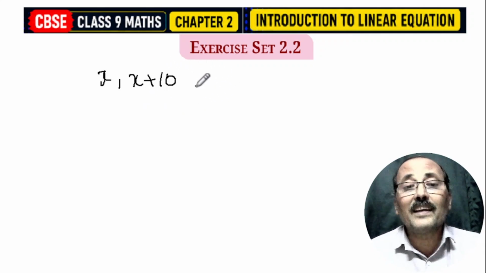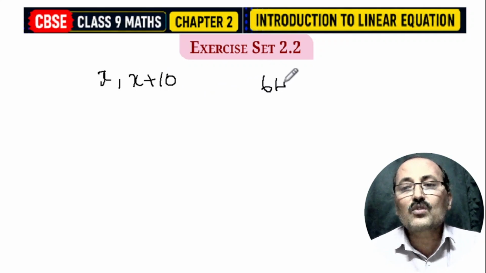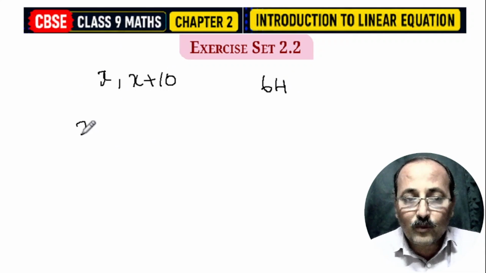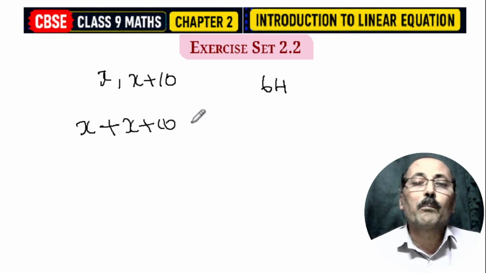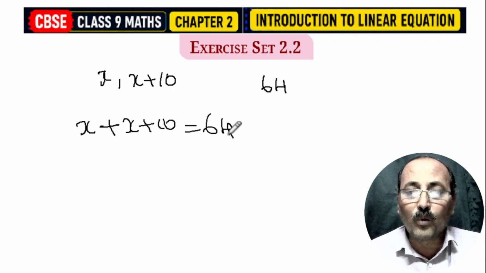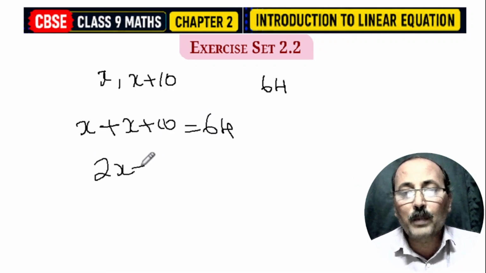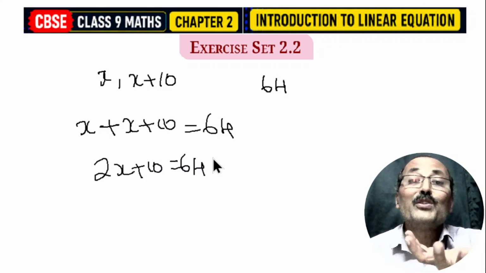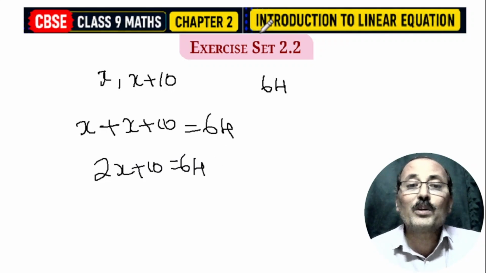But this is just the sum of these two being something. What is that something? Let me say 64. The sum of these two numbers is 64. That means how will you write this? You will write it as x plus x plus 10, the two numbers, that becomes 64. Now this becomes 2x plus 10 equal to 64. Now this gets a new shape. What is that new shape? It becomes an equation now.